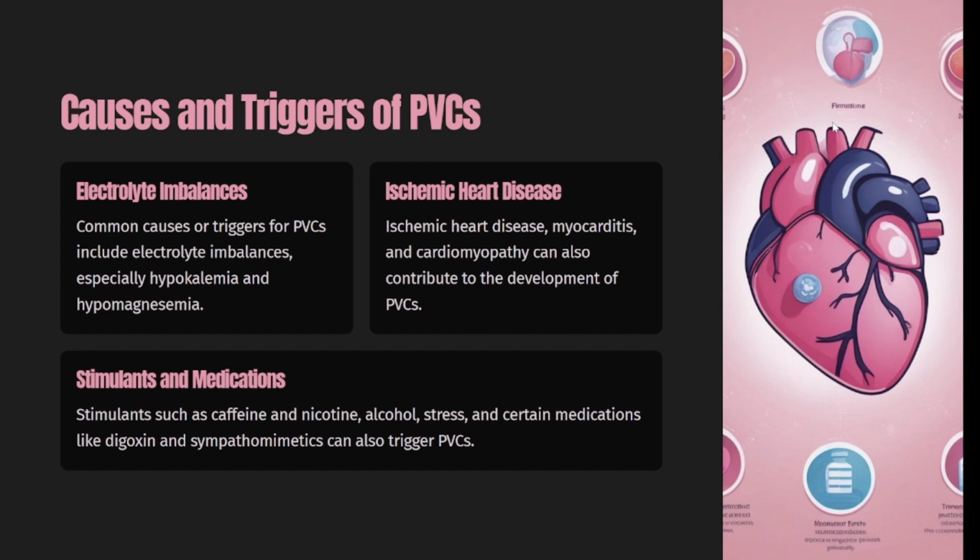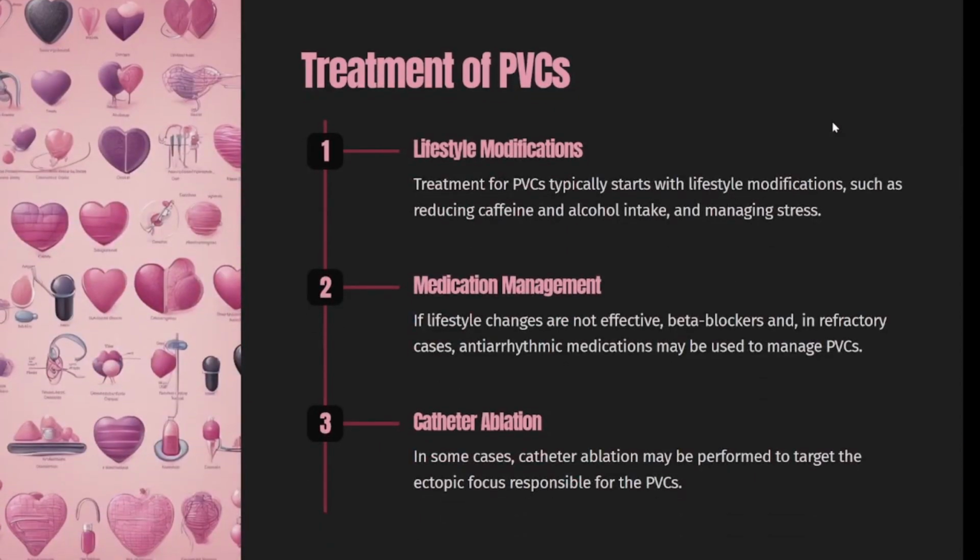Question 4: When is treatment indicated for PVCs, and what are the treatment options? Answer: Treatment for PVCs is typically reserved for symptomatic patients or those with a high burden of PVCs that may contribute to cardiomyopathy. Treatment options include lifestyle modifications, for example reducing caffeine and alcohol intake, stress management, beta blockers, and in refractory cases, antiarrhythmic medications or catheter ablation to target the ectopic focus.